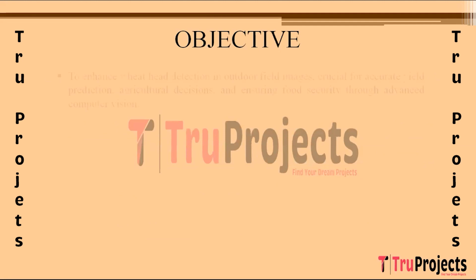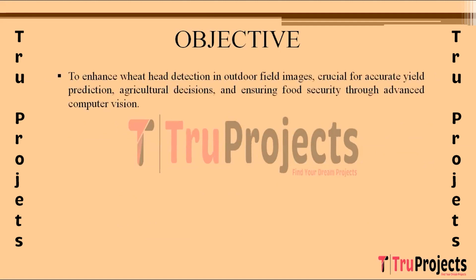Object of the project. So, as I mentioned earlier, the primary objective of the project is to enhance wheat head detection in outdoor field images using advanced computer vision algorithms. The focus is on achieving accurate and efficient identification, crucial for predicting wheat yield, supporting agricultural decisions, and contributing to food security.